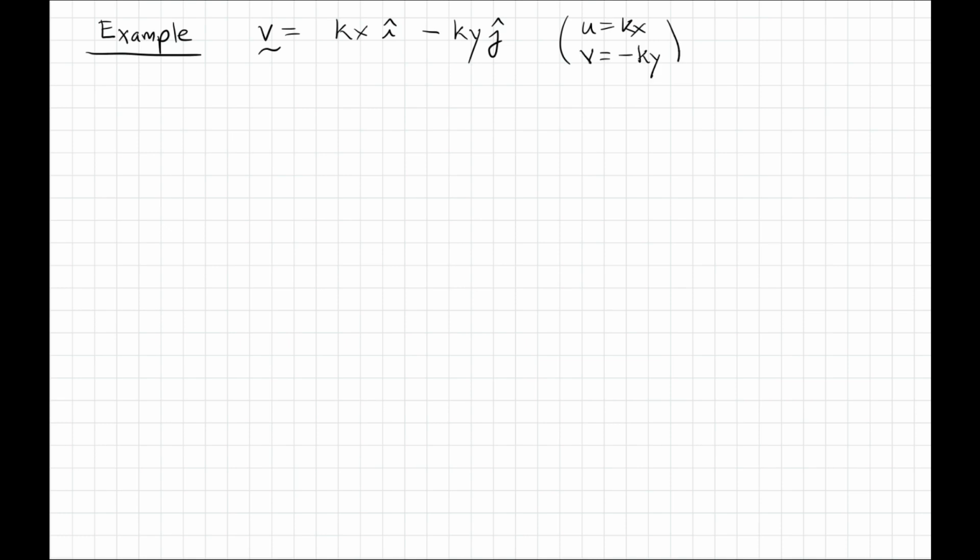I think I might have shown it to you at some point in the class so far, but it doesn't matter. For the point of this example, just assume that this is some velocity field that you're given where the velocity depends on x and y.